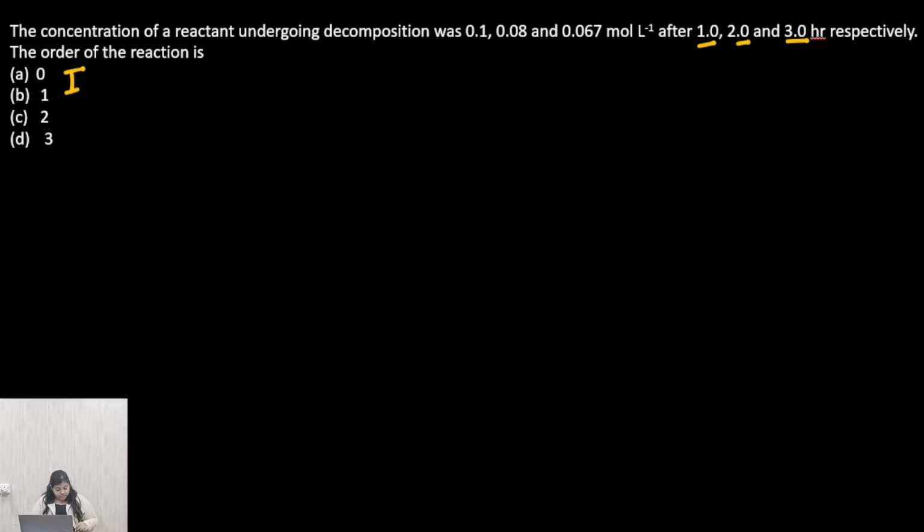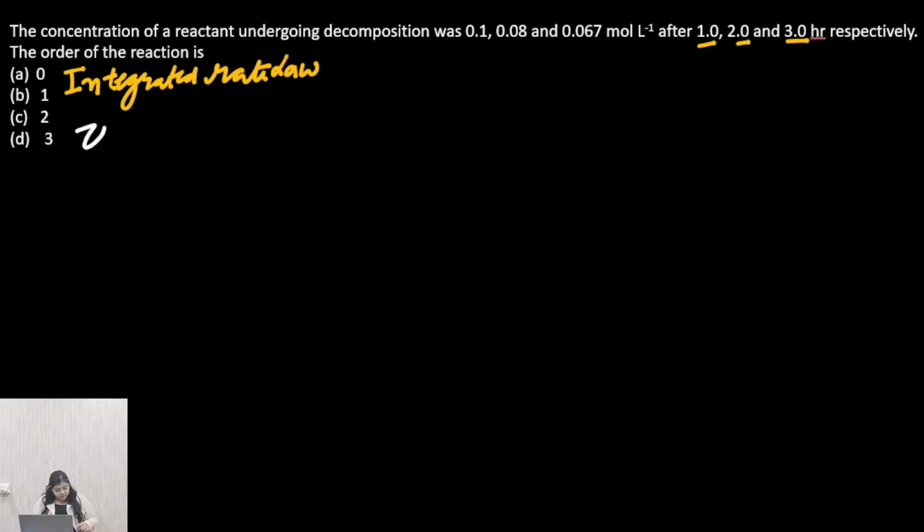For that we use the various different orders of the reaction. In that we substitute the values of this data and find out the value of the rate constant. If the value of the rate constant comes out to be common for the different data that we are using, then the reaction is following that particular order.